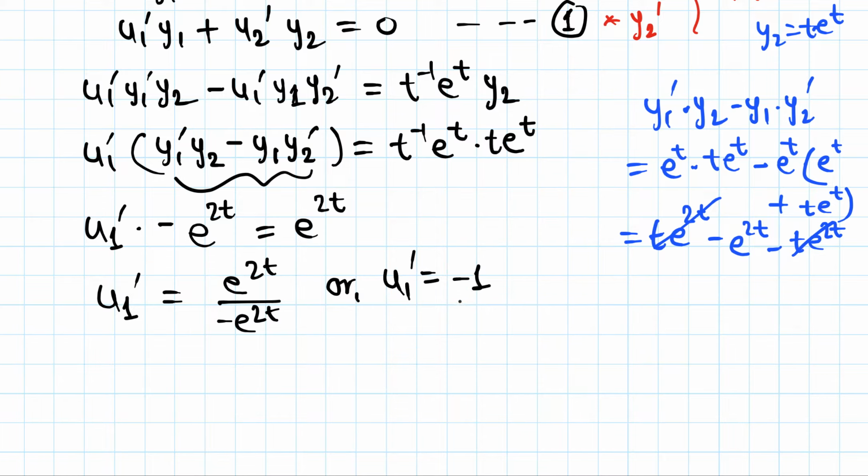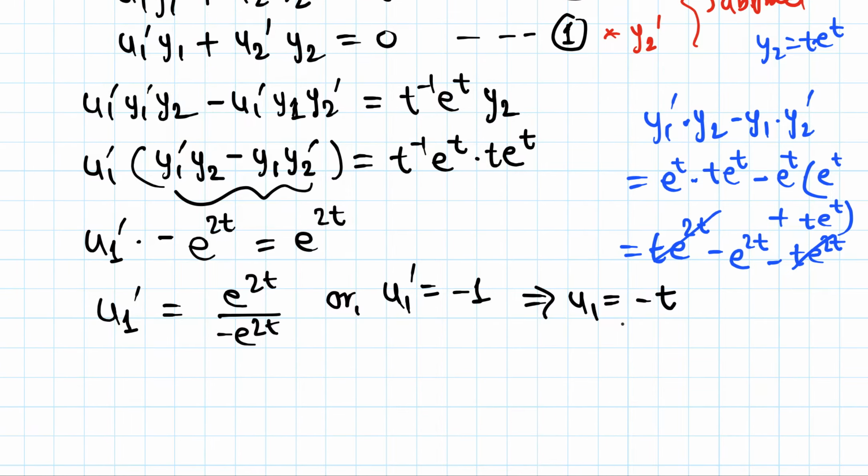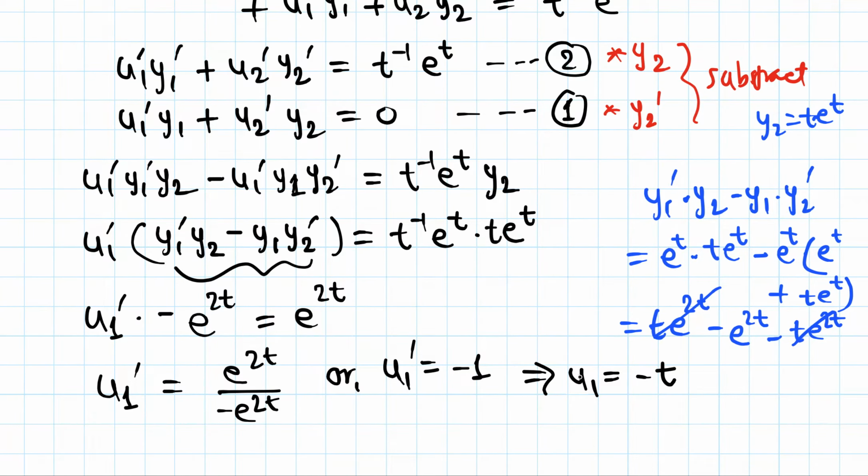Integrate both sides with respect to t. So just negative t. Okay. So from these two equations, we were able to find u1 by canceling second terms. Now we make the first term the same and cancel first terms, and we get u2 prime. From there, we can get u2.